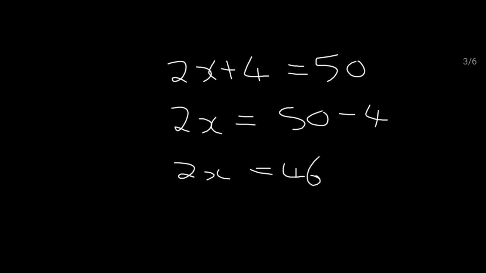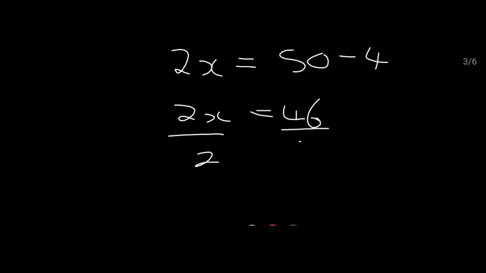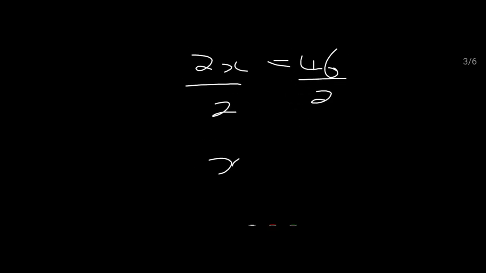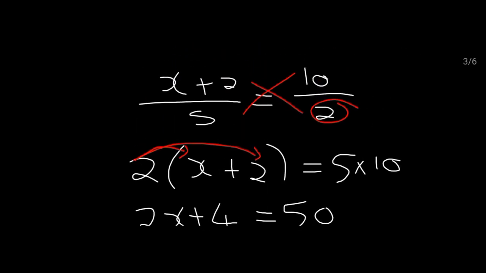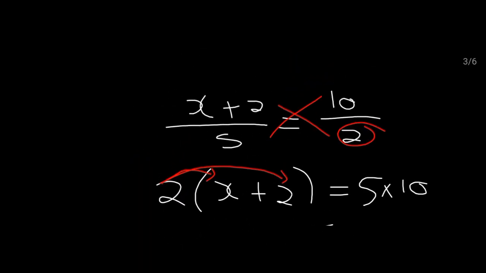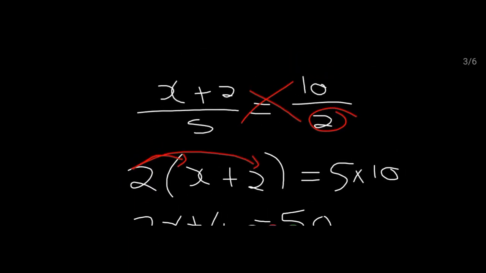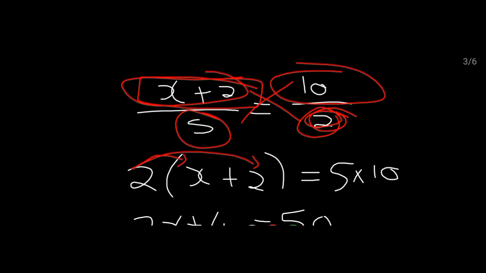46. And then we're going to divide both sides by 2. And then x, we are going to leave, 46 divided by 2, which is 23. And then that is your x. So get used to the cross multiplication method. And then don't forget, as long as you multiply a denominator that maybe has more than one term, you must use brackets to show that this number multiplies everything that is here.